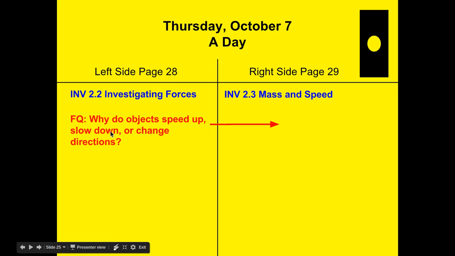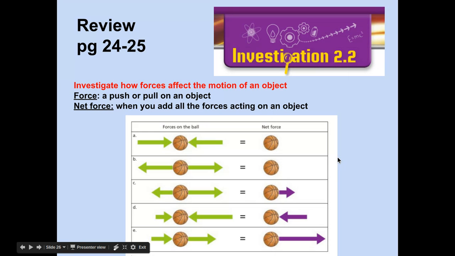It is the same focus question, so if you want to rewrite that on the right side, you can. Otherwise, you could draw an arrow. It's up to you. Before we start the investigation today, we're going to review what we did yesterday, 2.2. I know we didn't quite get done with this, but I want to get this in our notebook anyway.